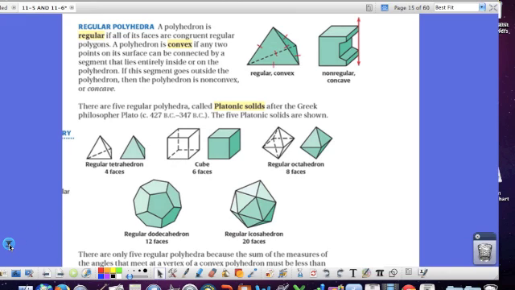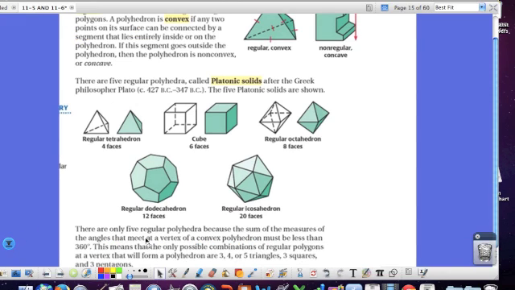There are only 5 regular polyhedra because the sum of the measures of the angles that meet at a vertex of a convex polyhedron must be less than 360. That means the only possible combinations of regular polygons at a vertex that will form a polyhedron are 3, 4, or 5 triangles, 3 squares, and 3 pentagons.